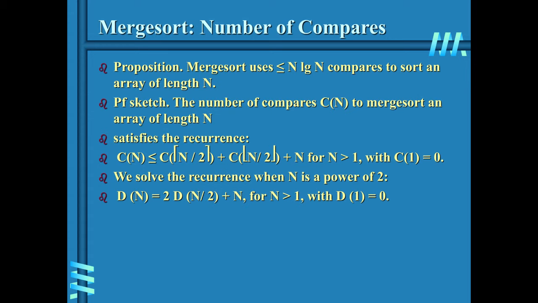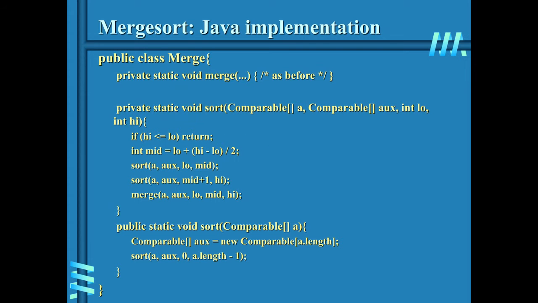And let's see this merge sort. Just like the previous one, this is the merge method. Here this is the sort method in the merge class, and you can see the sort method has been invoked multiple times, although the parameter changed.